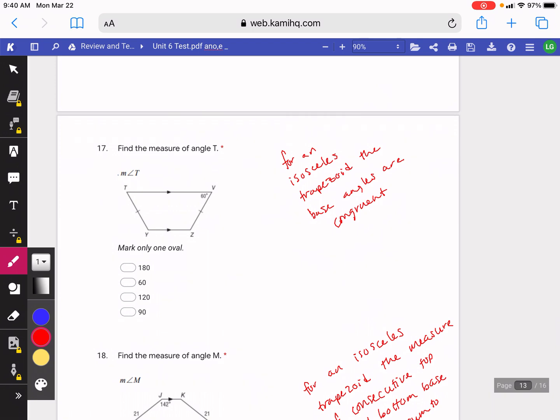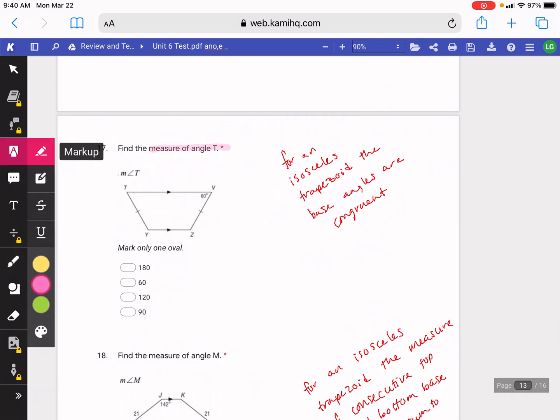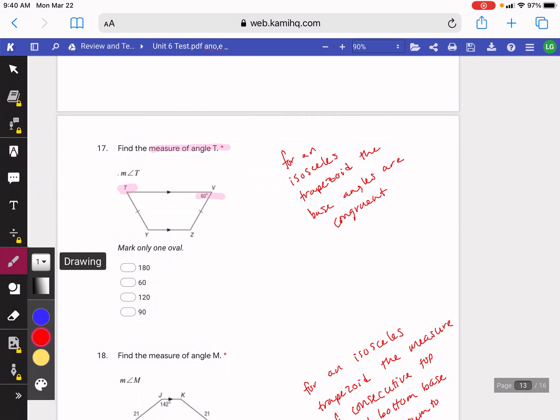In this next question, we're finding the measure of angle T. Angle T is right here. We know that for isosceles trapezoids, the base angles, so like for the top base, the two angles are going to be congruent. So if angle V is 60, angle T is also 60 degrees because these two angles here are congruent. And our bottom angles would be congruent to each other, so Y would be congruent to Z.